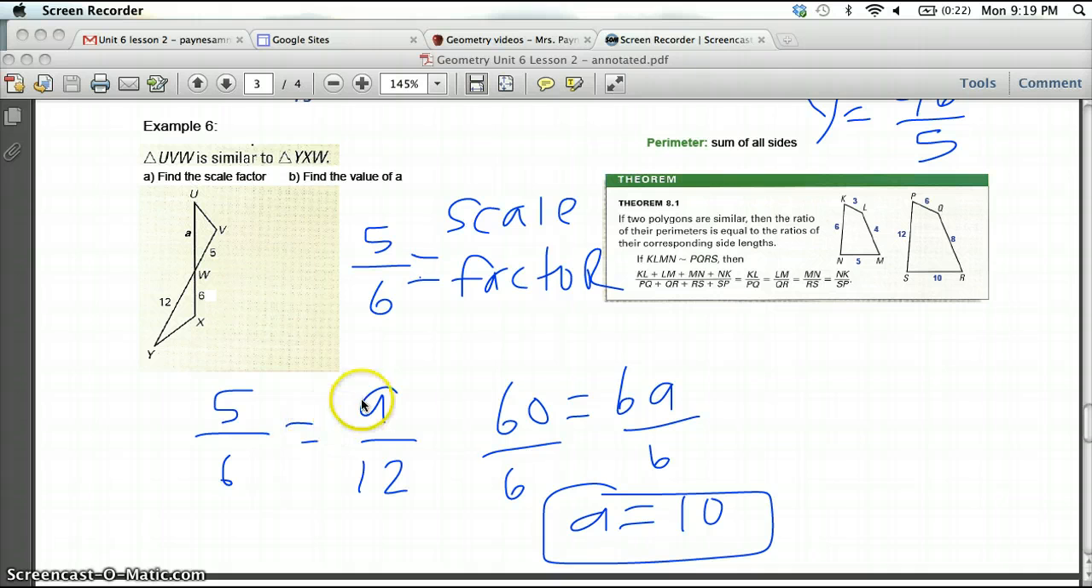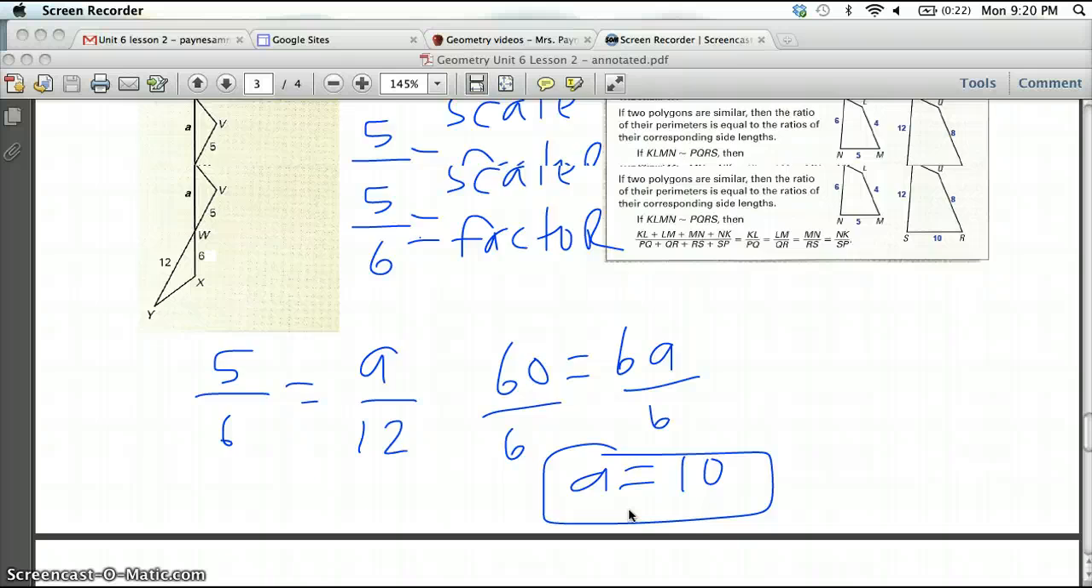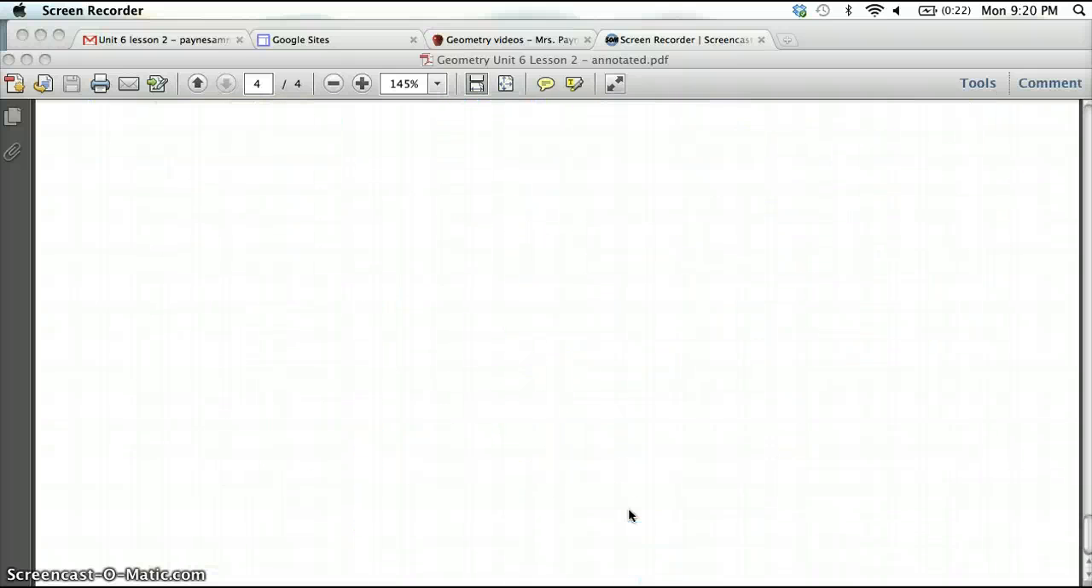Now all we're going to do is cross multiply. So 12 times 5 is 60, which equals 6 times A. You're just going to divide both sides by 6, and A is equal to 10. Okay? And that's how you figure out if two polygons are similar.